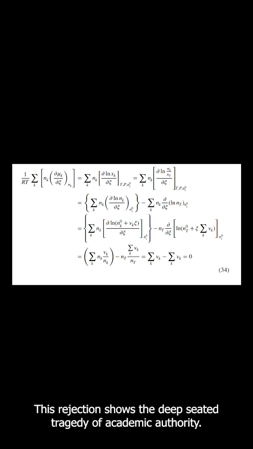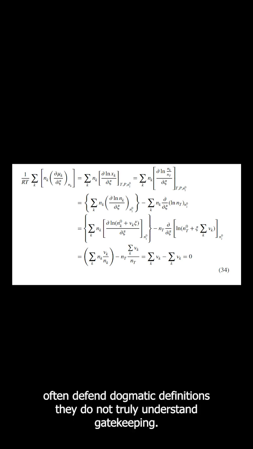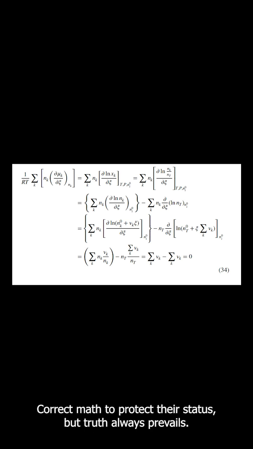This rejection shows the deep-seated tragedy of academic authority. Peer reviewers often defend dogmatic definitions they do not truly understand, gatekeeping correct math to protect their status. But truth always prevails.